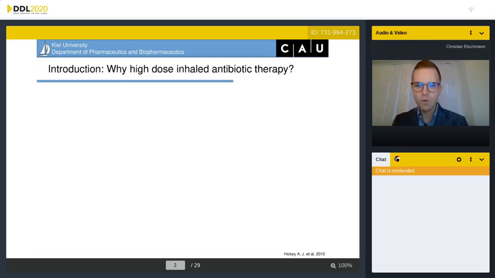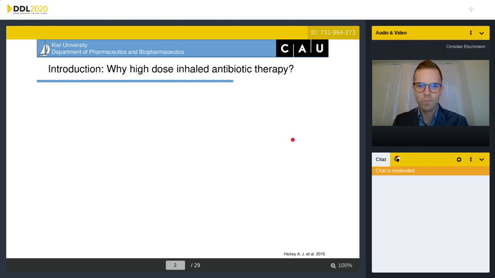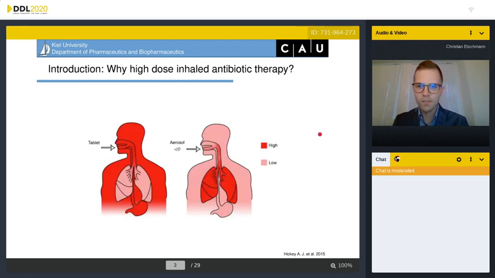So why is high-dose inhaled antibiotic therapy important at all? Let me explain that by the example of tuberculosis. When inhaled antibiotic administration is compared with the standard oral therapy, significantly higher drug concentrations can be found in the lungs. And these higher drug concentrations at the primary site of infection have different benefits.